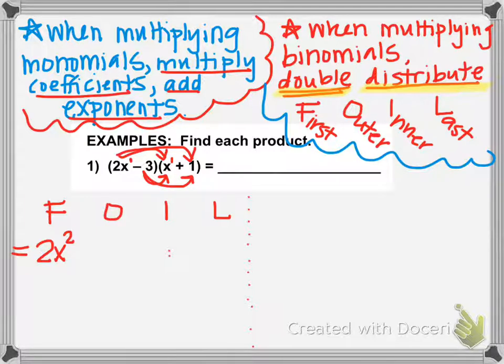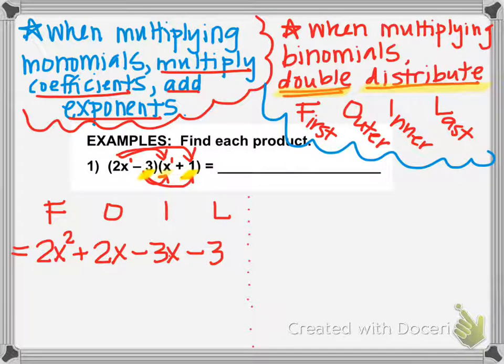The O stands for the 2 outer terms. That's the 2x and the 1, the 2 terms that are on the outside. So we'll multiply 2x times 1, which is just 2x. Okay, and it's a positive 2x. The I stands for inner. Those are the 2 inside terms, the -3 times the x. -3 times x is -3x. And then the L stands for last. Those are the two last terms, so the negative 3 and the 1. Negative 3 times 1 is negative 3.